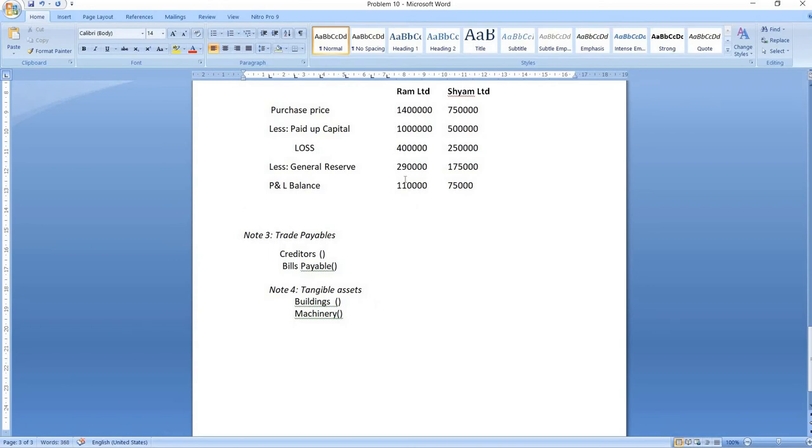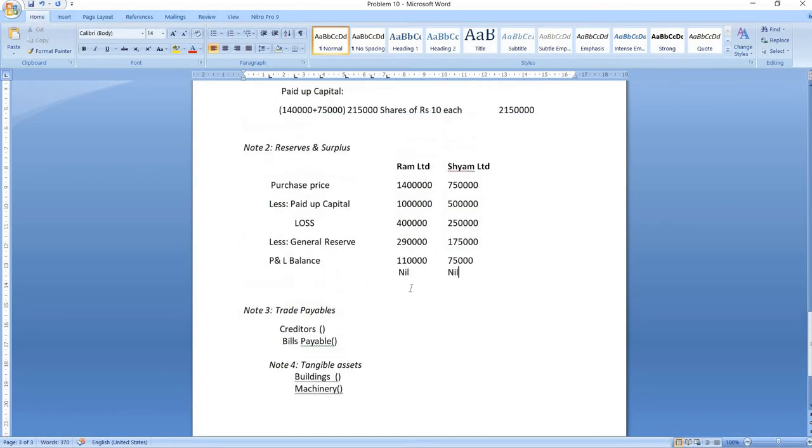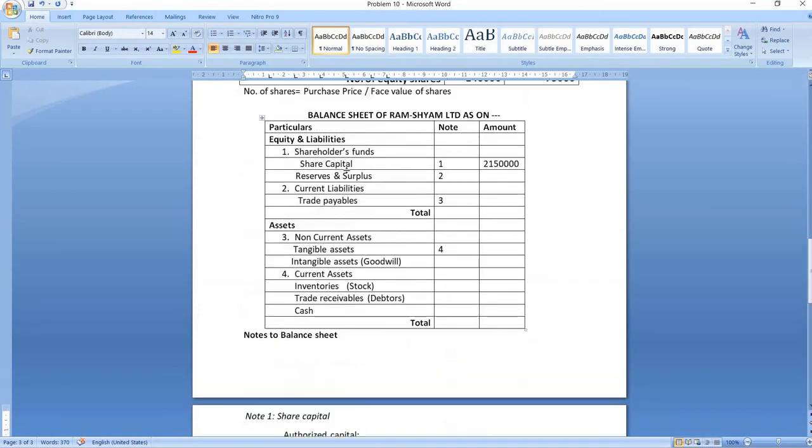Okay, so let's find out the difference. So 4 lakh loss minus 2,90,000 and 1,10,000. That will be nil. Okay, and for this company 2,50,000 minus 1,75,000 and 75,000. So here also it will be nil. So the amount of reserves and surplus that will be shown in the balance sheet will be nil.